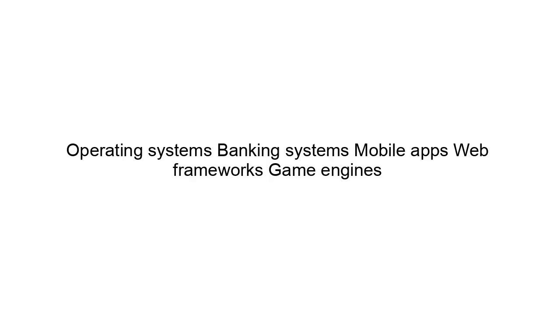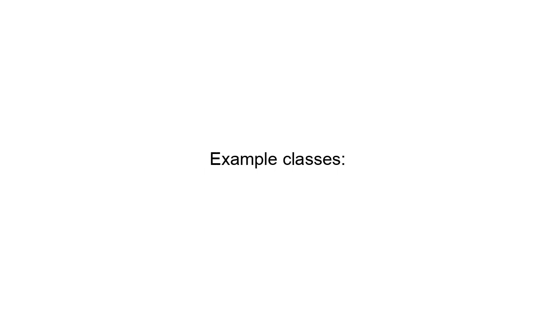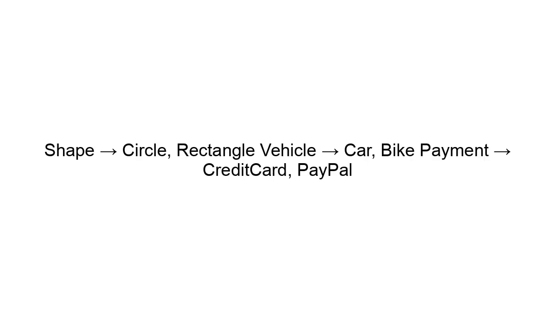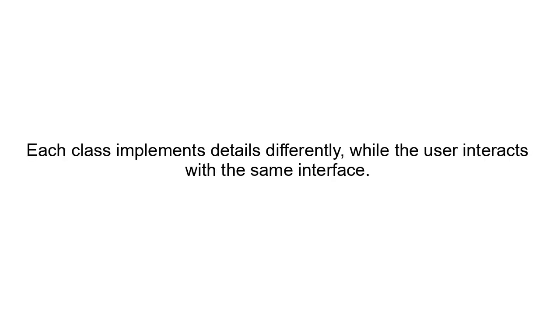Where abstraction is used. Abstraction is used in many real-world systems. Operating systems, banking systems, mobile apps, web frameworks, game engines. Example classes. Shape means circle, rectangle. Vehicle means car, bike. Payment means credit card, PayPal. Each class implements details differently, while the user interacts with the same interface.